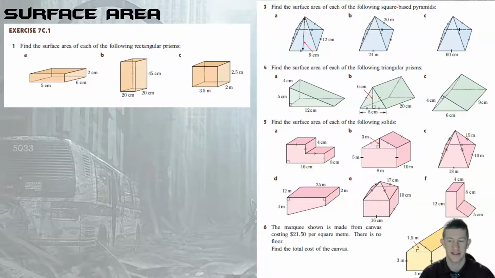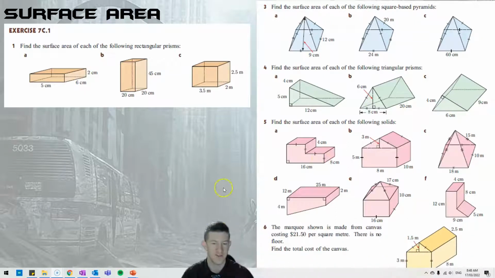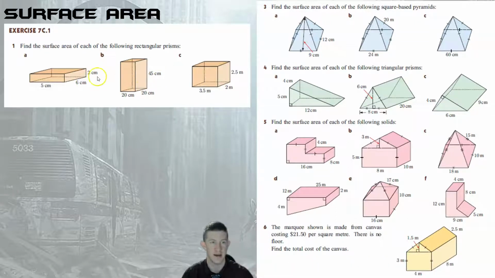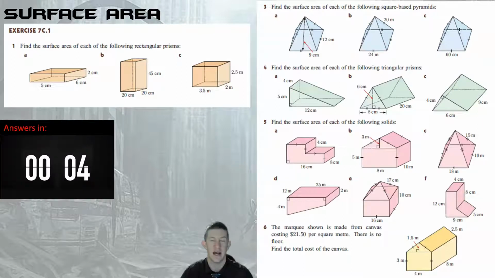Time for some practice. Now we've got a bunch of different shapes: relatively simple box shapes, pyramid shapes, and combinations of both. Have a go at finding the surface area of all of these using the information we've just talked about. Pause the video now, answers will be up in 5 seconds.